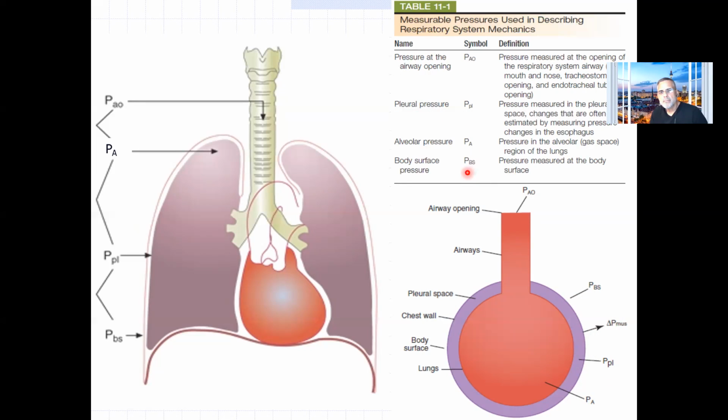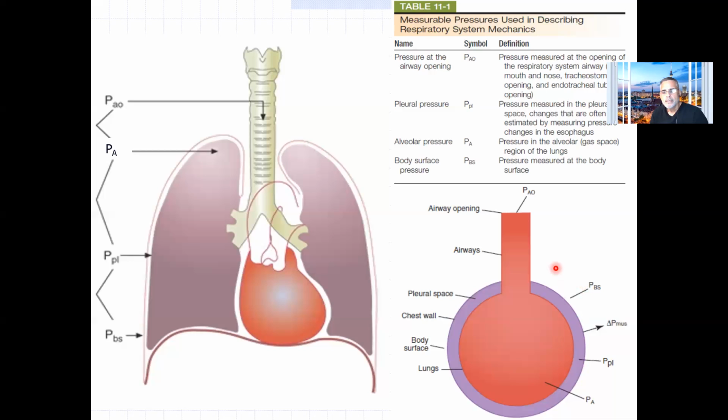And so when we're looking at the body surface pressure, BS subscript pressure, body surface pressure, it's of course measured at the body surface. And we've already been talking about this pressure. And really, the pressure exerted on our bodies is the ambient pressure that we've been talking about, the atmospheric pressure, which is the barometric pressure. Okay? And so when we're talking about body surface pressure, we're talking about just ambient pressure overall.